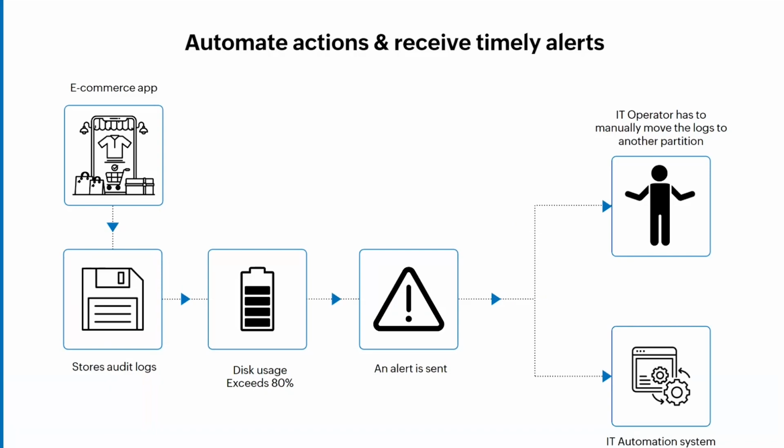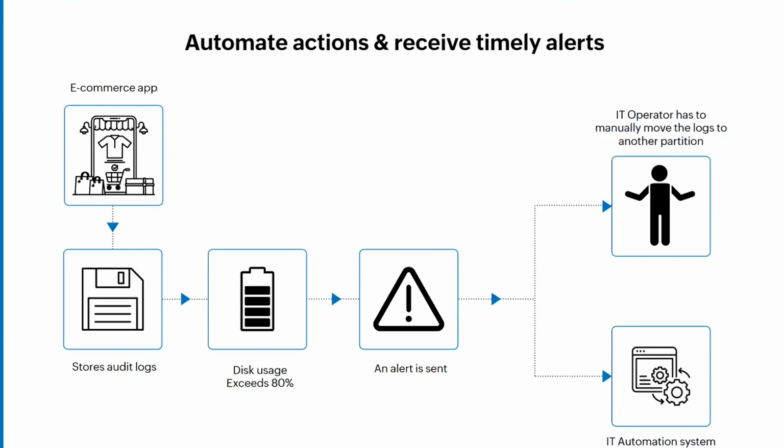Now, let's move on to another area where AI and ML play a vital role, and that is automating actions and receiving timely alerts. Now, let's see an example. Let's say that you have an e-commerce application. Now, this application sends logs, and these logs are stored in a disk. Now, when the disk usage goes more than 80%, an alert is sent to your team, and the team member is taking care of the alert by moving the logs from one drive to another.